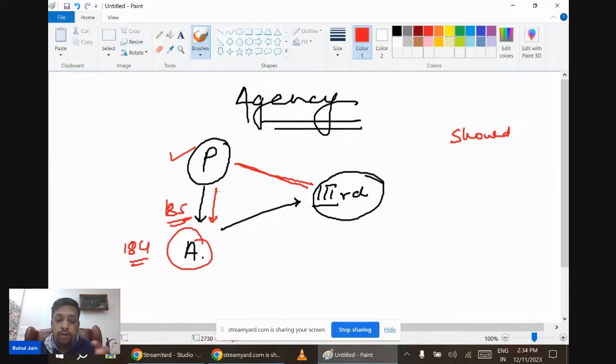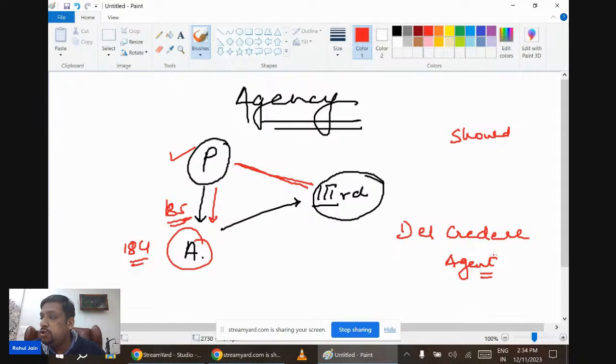Next, sir, what are different types of agents? Different types of agents are auctioneers, factors, brokers. One important point, sometimes it comes in a paper: what are del credere agents? Del credere agents are those agents whose job is not only limited to entering into contract, but also their job is to make the third party perform the contract. He is paid extra just for the purpose of ensuring the performance of the contract. That is known as del credere agents.